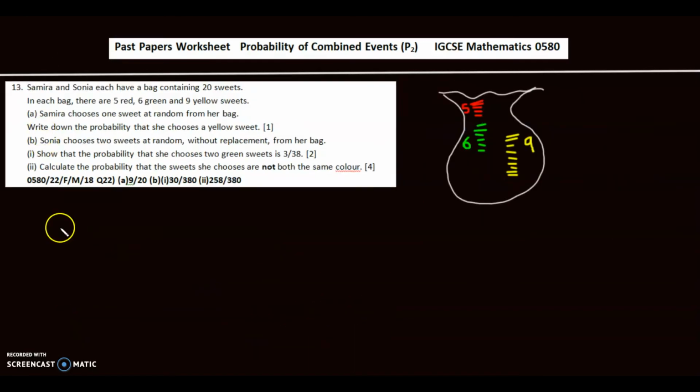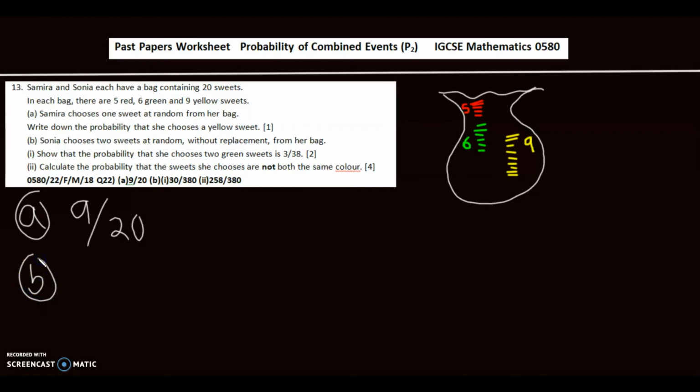Okay, next question. Samira and Sonia each have a bag containing 20 sweets. In each bag there are 5 red sweets, 6 green sweets and 9 yellow sweets. Part A, Samira chooses one sweet at random from her bag. Write down the probability that she chooses a yellow sweet. So how many yellow sweets do we have? 9. How many sweets do we have in total? 20. So the answer for the first one is 9 upon 20.